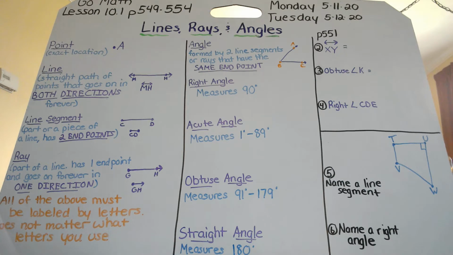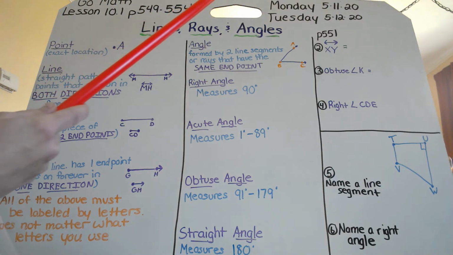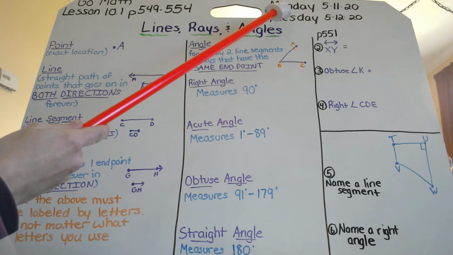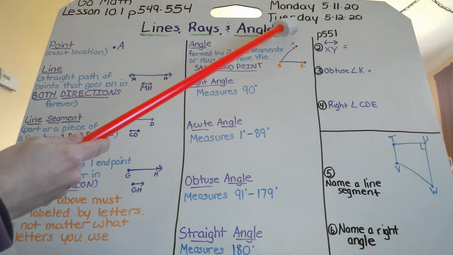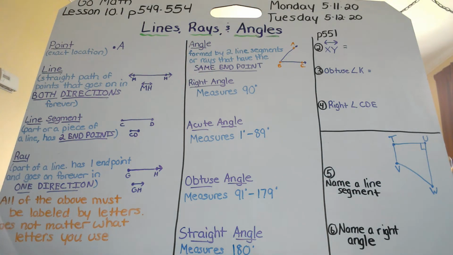Today we are going to be looking at lesson 10.1, which is page 549 to 554. On your calendar, it's for today, May 11th, and tomorrow, May 12th. And today we are going to be looking at lines, rays, and angles.